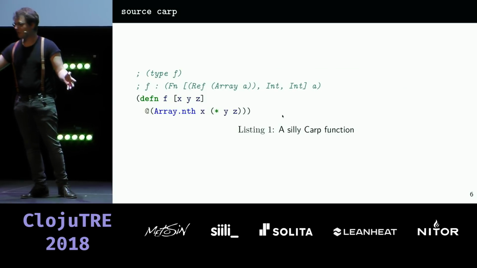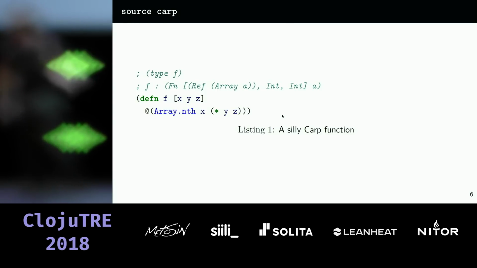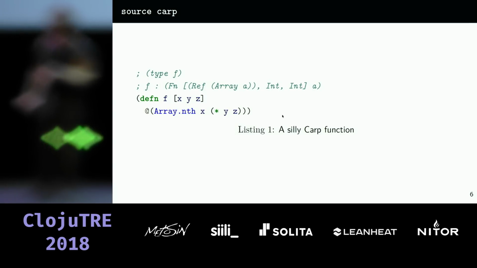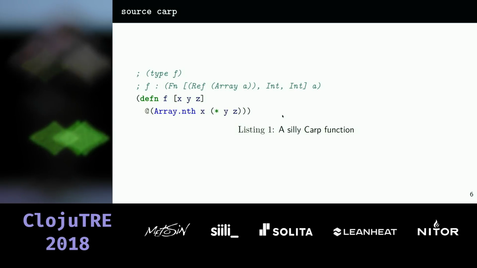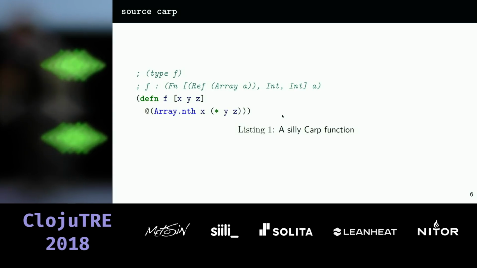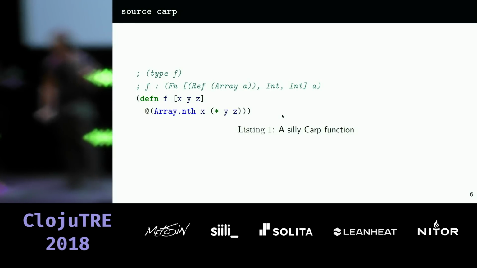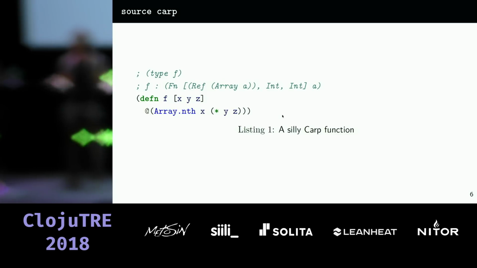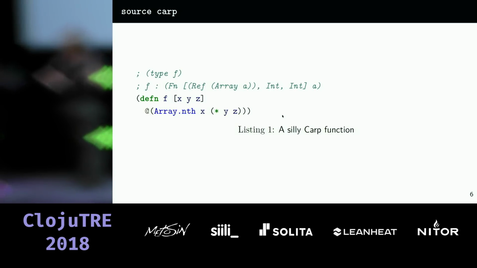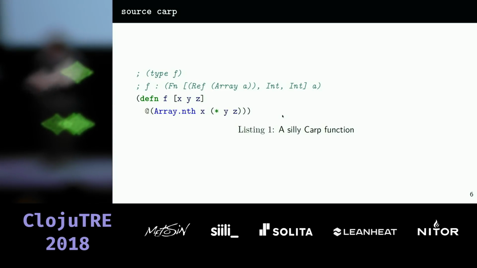OK, let's look at some code. Ignore the 2 comment lines on the top there. Basically, what you see there is the definition of a function f. It kind of looks like Clojure if you squint. It takes 3 arguments, x, y, and z. And what it returns is a copy, that's what the add is for, of the nth element of x, so x is obviously an array then, of the product of y and z, which then must be integers. Sorry, that's the index of the element then.